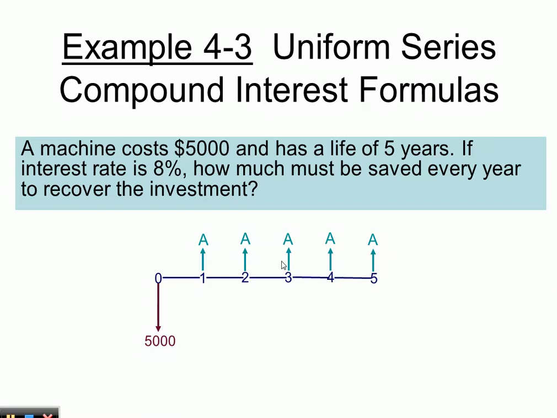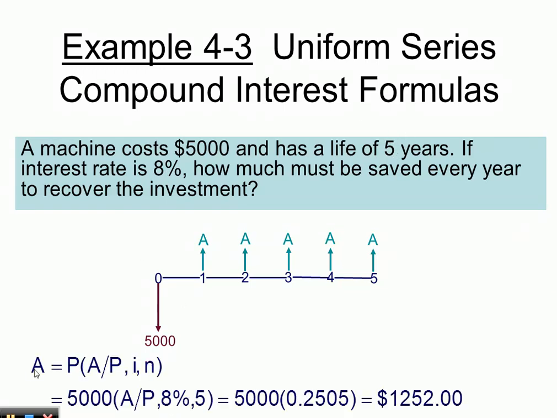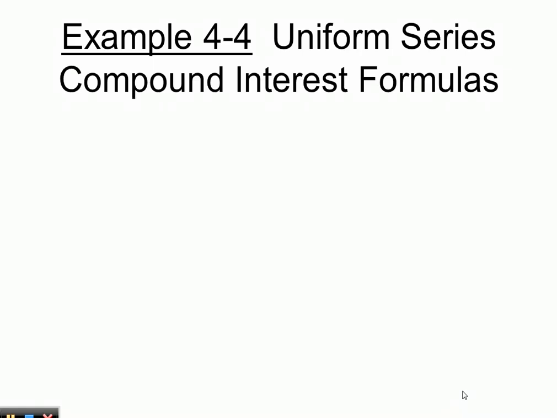Plugging in the formula, we can find A from P, given I equals 8% and N equals 5. So that's exactly what we have. We find A given P. So again, here A equals P in the same order, A given P, and then at I over N. I is 8, N is 5. We plug it in, finding it in the book, plugging it in, getting the value. Alright, let's take a look at the next example.